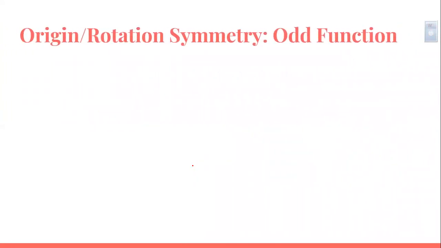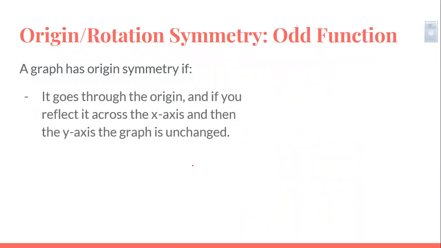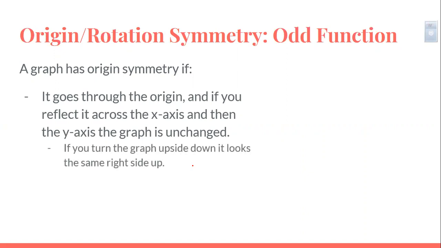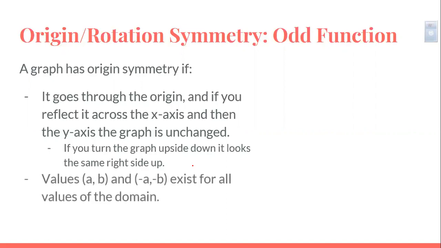Next, my friends, we have origin or rotation symmetry. A graph has origin symmetry if it goes through the origin, and if you reflect it across the x-axis and then the y-axis, the graph is unchanged. So what you're doing is turning the graph upside down, and it looks the same right side up. And the values of your original x and y, your positives and its negatives, are part of the domain.